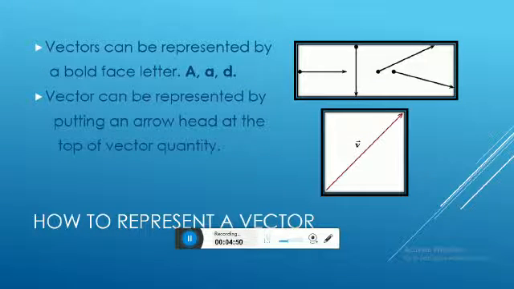The question is this: how can we represent a vector? A vector can be represented in different ways. One of them is by a boldface italic letter, capital A, small a, or D. Whenever we read in a book, a vector quantity will be represented by a boldface letter. Another way of representing a vector is by putting an arrowhead on top of the vector quantity. Look at the second figure. That second figure shows a velocity, represented by v, and we put an arrowhead at the top. This is another way we can represent vectors.